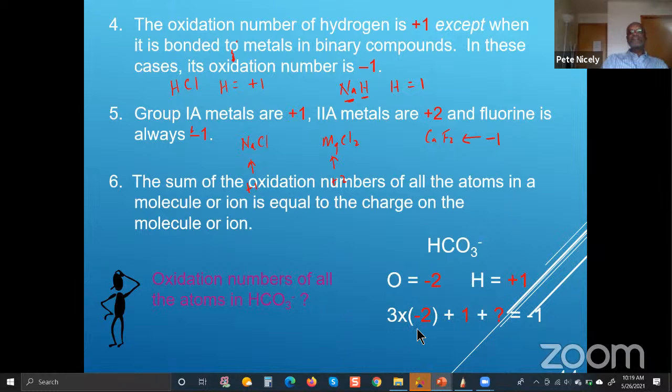3 times the oxidation number of oxygen, which is -2, because we have a 3 here, plus 1, which is the oxidation number of hydrogen, plus the unknown for carbon. The sum of all of those will be equal to -1. So all we have to do is solve for the unknown. And when you do that, you see that the oxidation number of carbon works out to be +4. So indirectly, we can determine the oxidation number of carbon based on our direct knowledge of the oxidation numbers of hydrogen and oxygen, and also based on the fact that the sum of the oxidation numbers is equal to the charge on the ion, as per rule number 6.